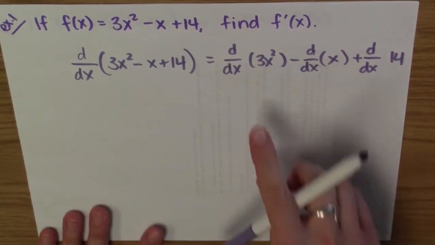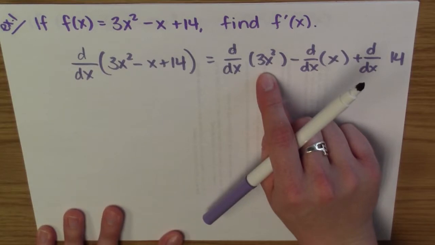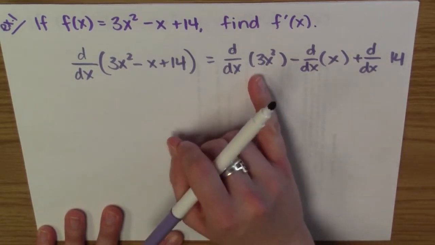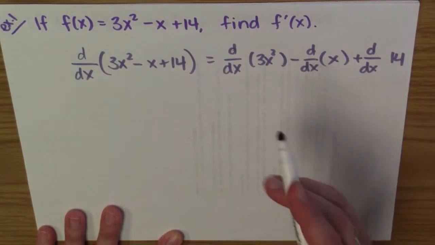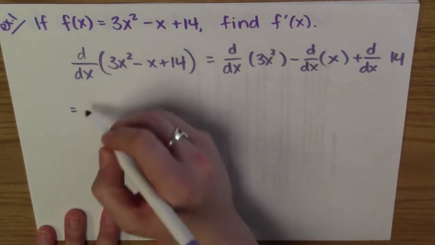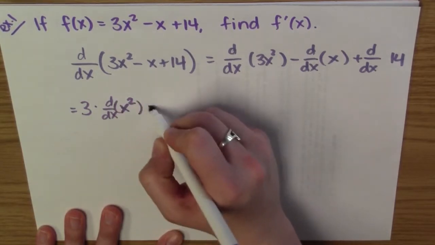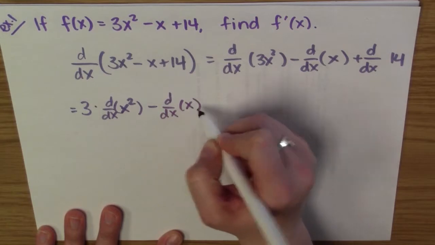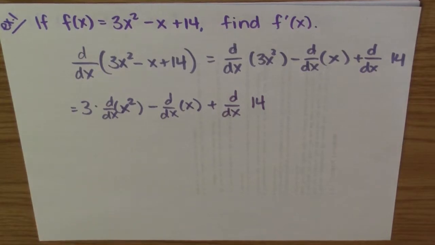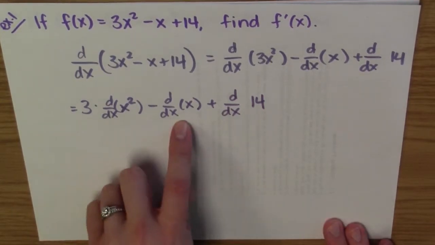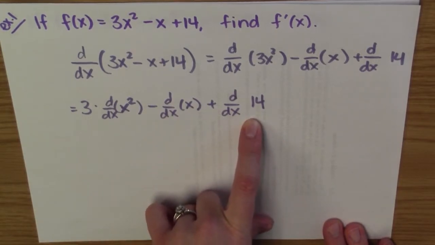Now, here on the 3x squared, I have this coefficient of 3 on the front of the x squared. Because it's a constant, I know that I can factor that out of the derivative and then look just at the derivative of x squared. So let's go ahead and do that. So what I have here is 3 times the derivative of x squared minus the derivative of x plus the derivative of 14. Okay, here I can use the power rule. Here, the derivative of x I know is just 1, and here, the derivative of a constant is just 0.